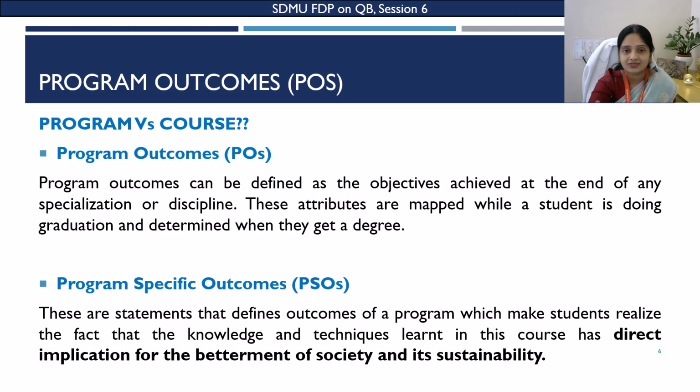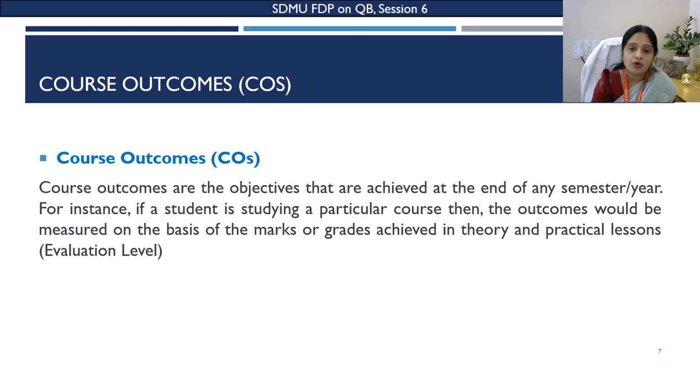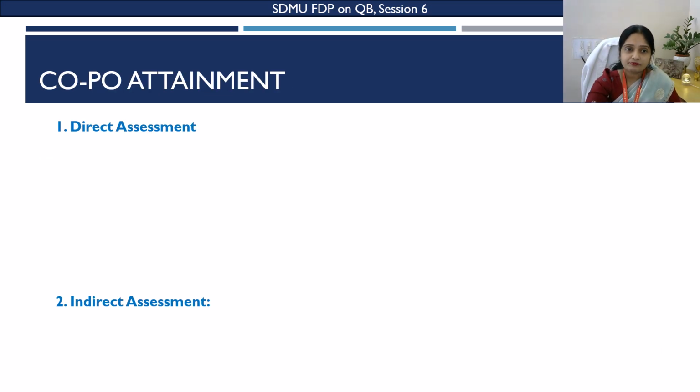And this is very much necessary for the employability of that student, which is also required for the betterment of society and its sustainability. Whereas course outcome, as I already mentioned, is for every subject, for example anatomy or physiology or biochemistry. Course outcomes are what the student should learn at the end of either physiology or anatomy or biochemistry. Now for MBBS it is 1 year, which is usually measured by the marks they score in either theory or practical exams.